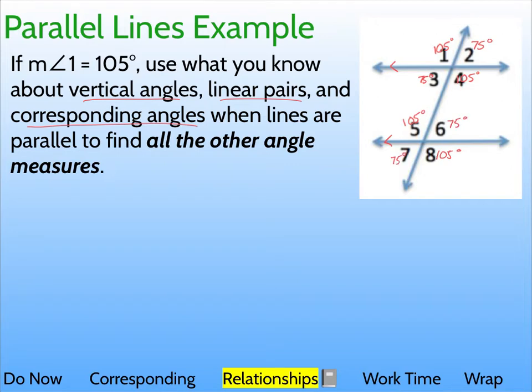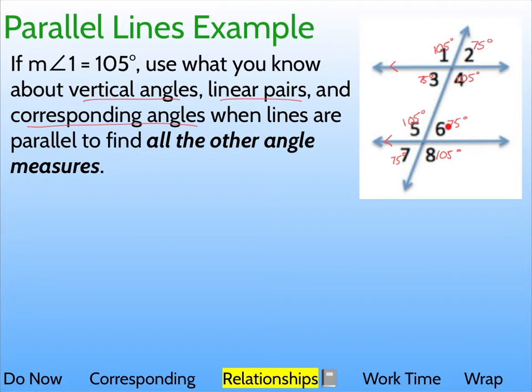Now the real key with this is it opens up a whole bunch of other stuff once the lines are parallel, and it's crucial that these lines have to be parallel for these relationships to exist. So the alternate interior angles, like angle 3 and angle 6 for example, those are congruent to each other. The alternate exterior angles, like angle 1 and angle 8, those are also congruent, 105 degrees. If you look at the same side interior angles, like 4 and 6, that's 75 and that's 105.